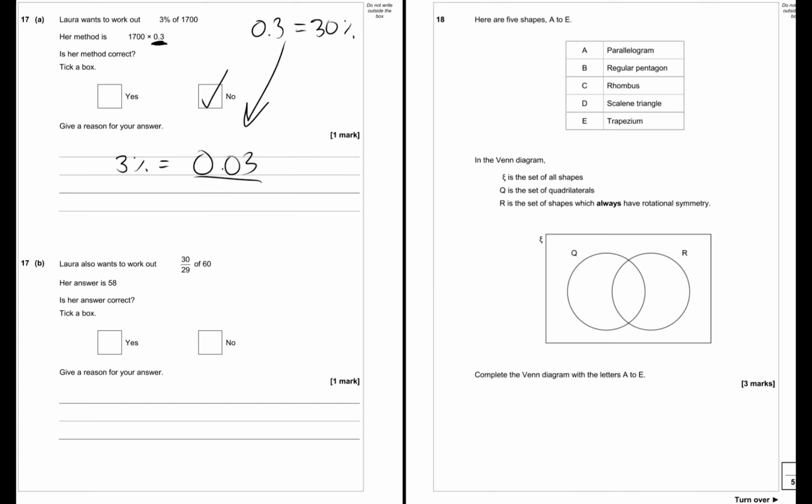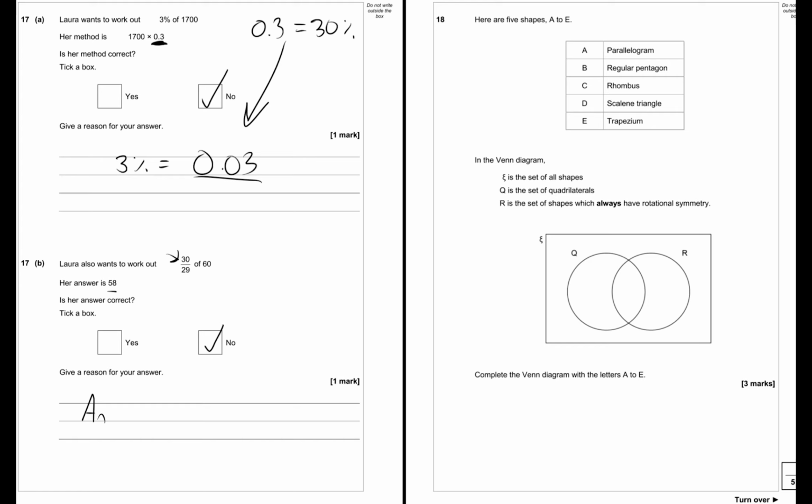Question 17b. Laura also wants to work out 30 over 29 of 60. Her answer is 58. Is her answer correct? No. How do we know it's not correct? So 30 over 29, the top number is bigger, isn't it? So what does that mean? That means the answer will be bigger than 60.